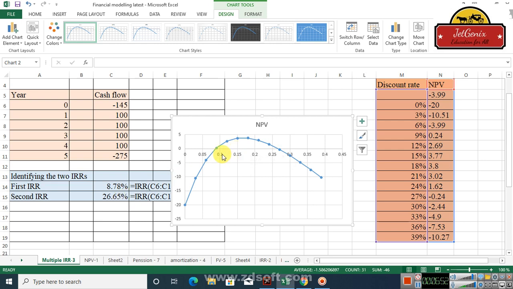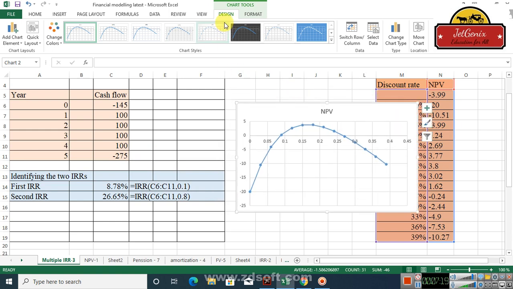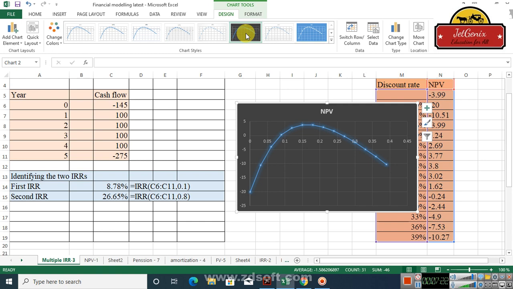As we know, the IRR is the discount rate at which the NPV becomes 0. So here the NPV is equal to 0 when the discount rate is 8.78, and again here the NPV is 0 when the discount rate is 26.65. So these are the two IRRs which we have calculated, and you can use it for other cash flow streams as well. I think it's very easy and you understood it very well.